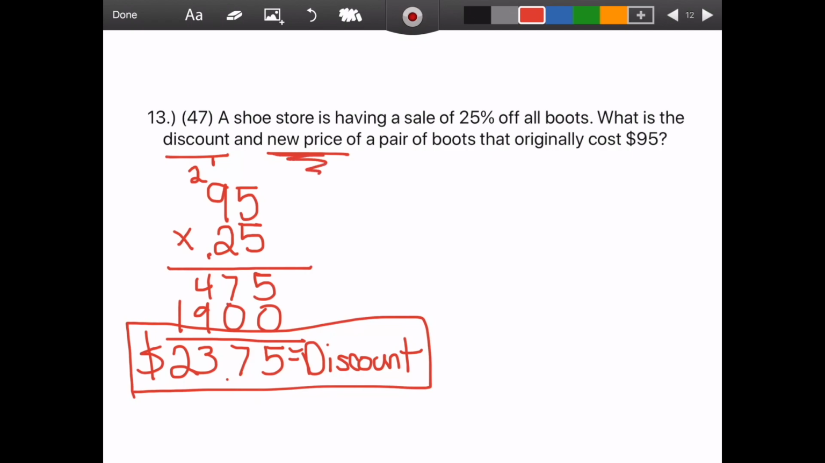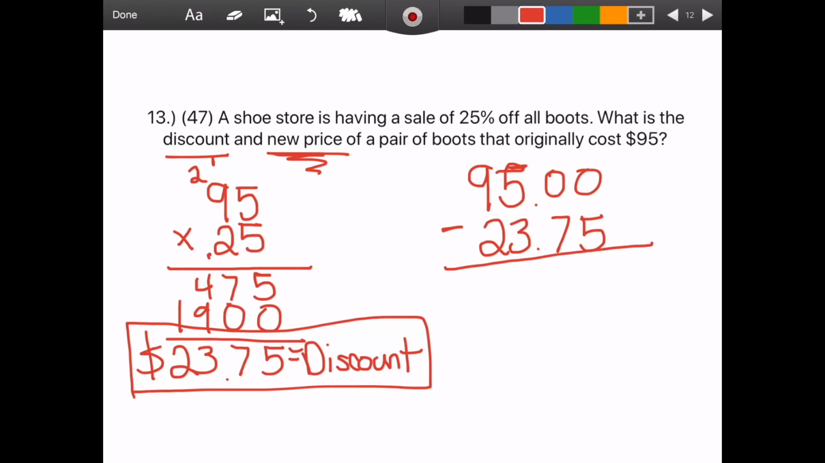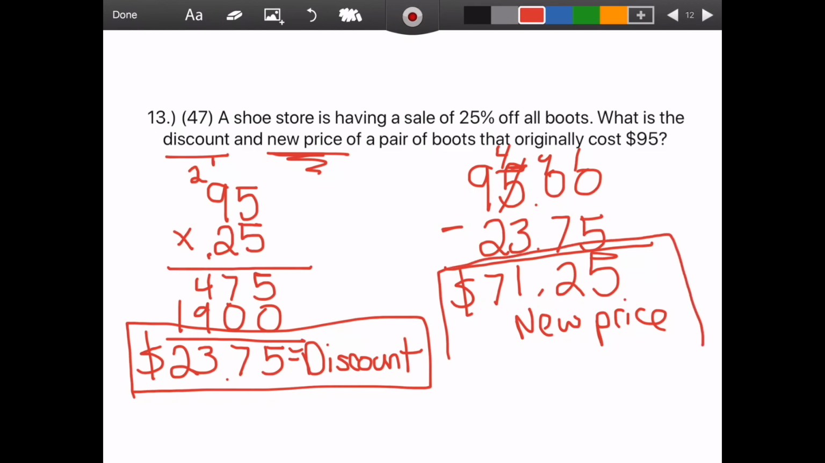Now we need to find the new price. Since this is a discount, we're taking it off the original price of $95, so we're subtracting what that discount was. So now we just do basic subtraction to figure out what our new price is going to be. So there is our new price, $71.25. You want to make sure you have both of these numbers for your answer.